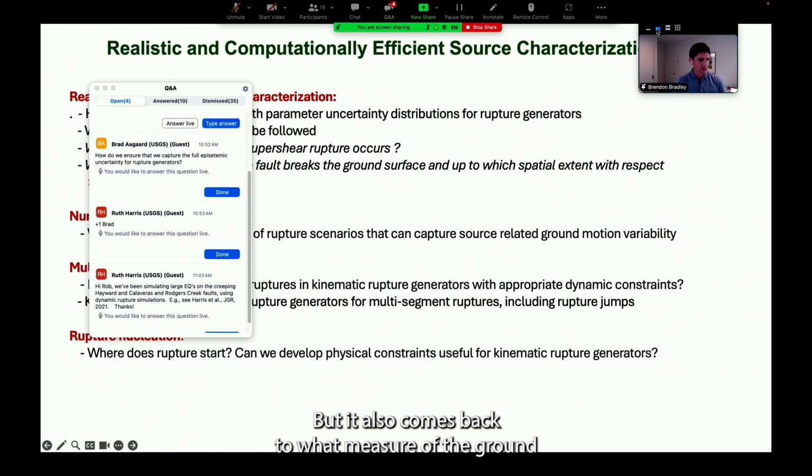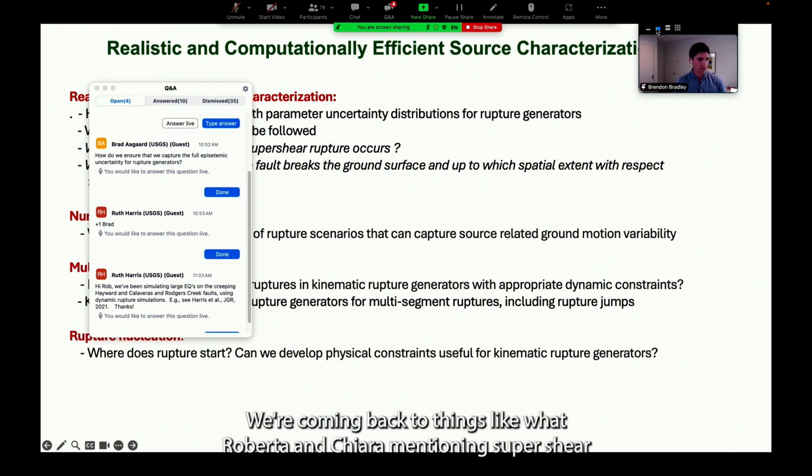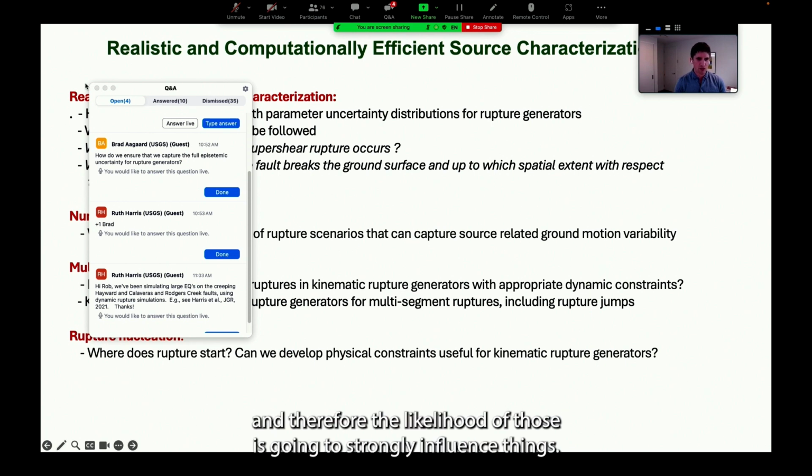But it also comes back to what measure of the ground motion distribution you're actually talking about. If we're simply talking about the mean ground motion intensity response vector for some period, then maybe the total number of realizations can be less than if we're thinking about how that ground motion then affects some particular building, some peak displacement or peak moment in some location in the building, where, coming back to what Roberta and Chiara are mentioning, supershear or not may have some sort of bimodal effect on the demands on the building, and therefore the likelihood of those is going to strongly influence things.